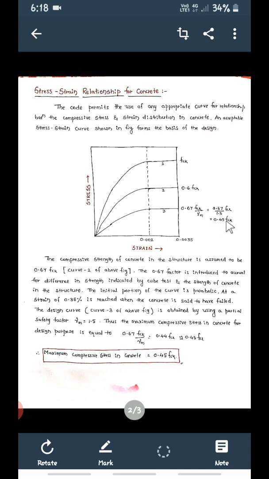How does this 0.45 fck come? fck, then multiply by the factor 0.67, because the test results in the laboratory are different and the conditions in the structure are different, so that is why we are multiplying by 0.67. Then further, this will be divided by the partial safety factor gamma m. So finally, the maximum compressive stress in concrete is 0.45 fck.